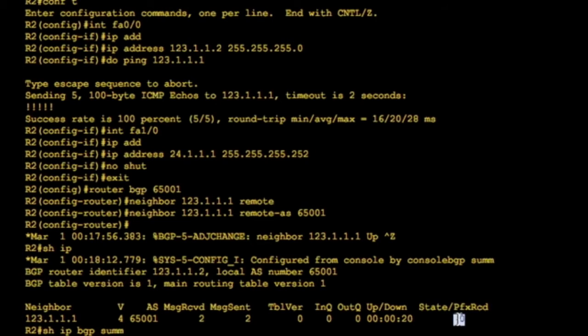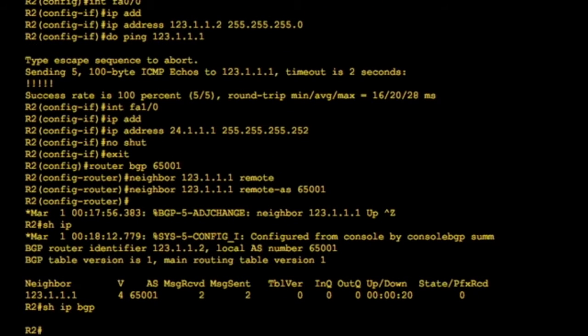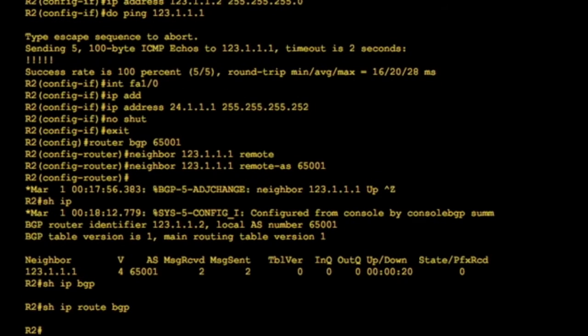But we've got none. We're not learning any routes, and we can prove that just by doing a show ip bgp. So if there were any routes in the BGP table, they would be in there. And if there were any routes in the routing table that were from BGP, they would be in there. And there's nothing, so no routes.